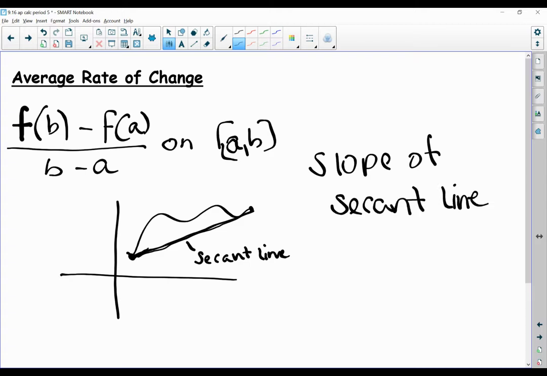Secant line is the average rate of change. I'm probably just going to refer to it as AROC from here on out. Feel free to write it as AROC. I'll know what you're talking about.